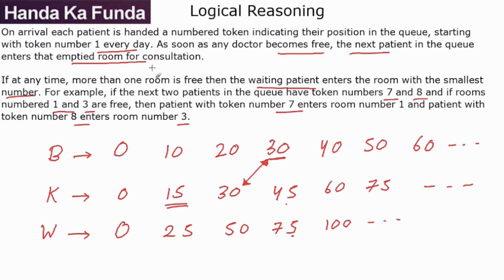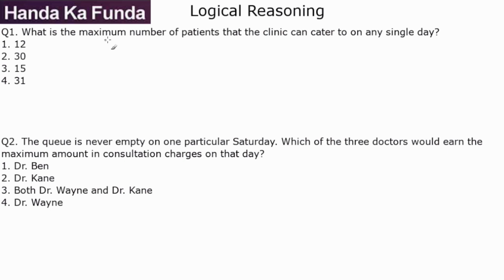Let us have a look at the questions now. What is the maximum number of patients that the clinic can cater to on any single day? We know Ben can see 15 patients, Kane can see 10 patients in a day, and Wayne can see 6 patients in a day. So in totality, they can see 31 patients combined, which is given to me as option 4.